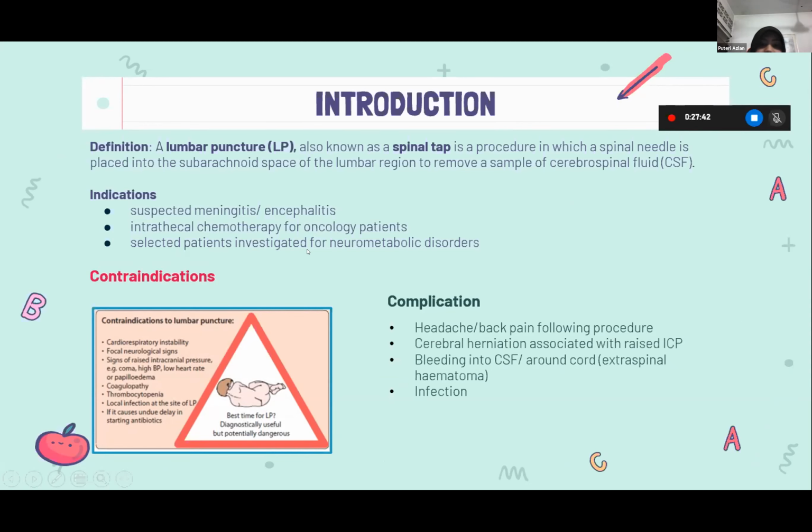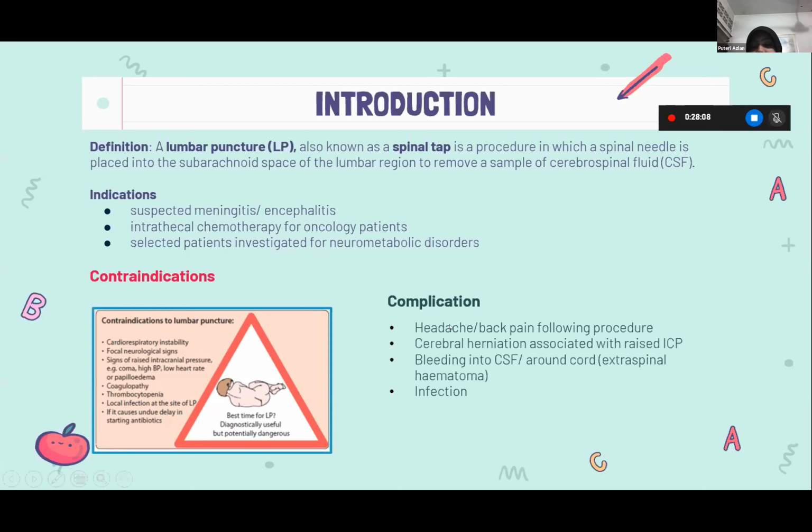And the contraindications of this procedure are as listed below. So for patients who have cardiorespiratory instability due to the lateral recumbent position that they are put in during the procedure, patients with focal signs, signs of raised intracranial pressure or ICP, patients with coagulopathy, thrombocytopenia, or if there's a local infection at the site of the lumbar puncture, and if it causes a delay in starting antibiotics.